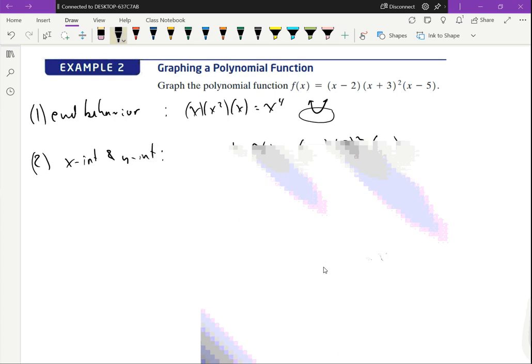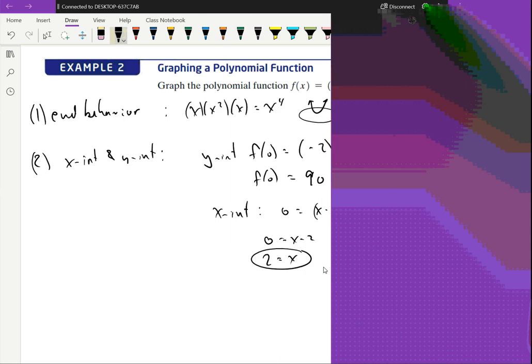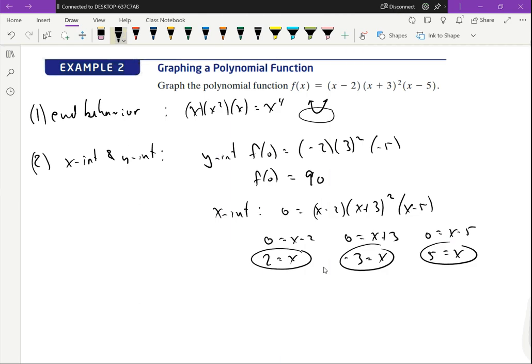And if I add 5 on both sides of the other one, another x-intercept is going to be x equals 5. So now we have all of our x and y intercepts. Step number 3 is going to end up being our multiplicity.